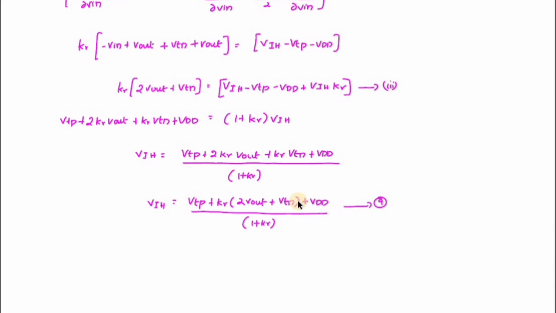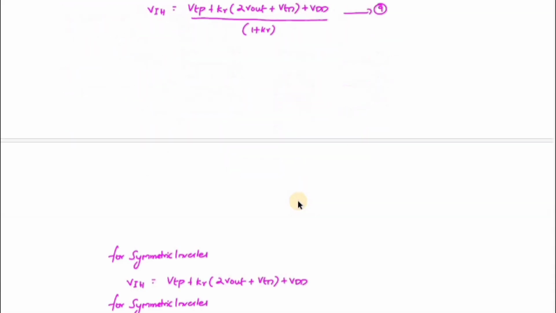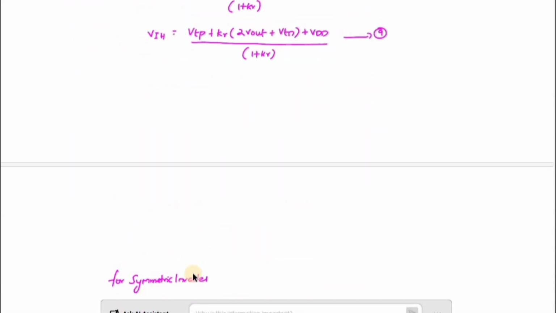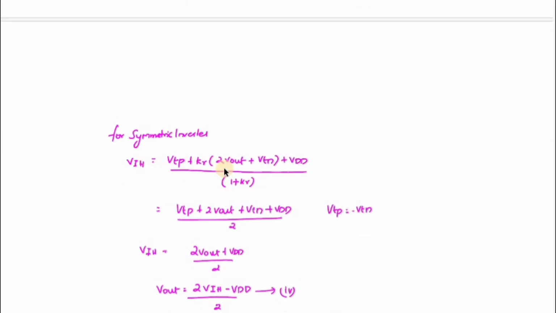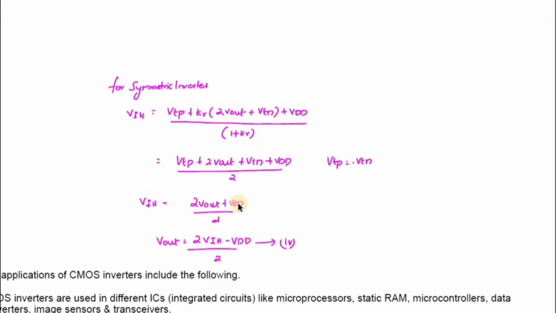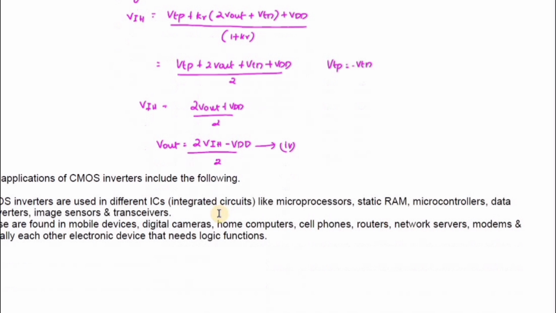So again, if KR is equal to 1 for a symmetrical inverter, and VTP is equal to minus VTN, I will get VIH is equal to VTP plus KR into 2Vout plus VTN plus VDD divided by 1 plus KR. So here the VTP and VTN get cancelled out, and you will get 2Vout plus VDD divided by 2. That is your VIH value. So Vout is equal to 2VIH minus VDD divided by 2. This is your answer.